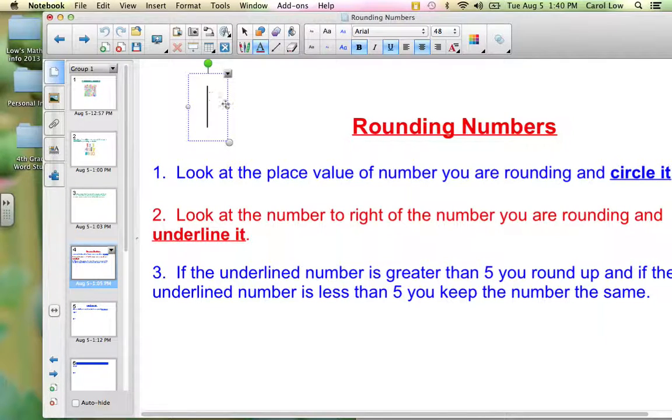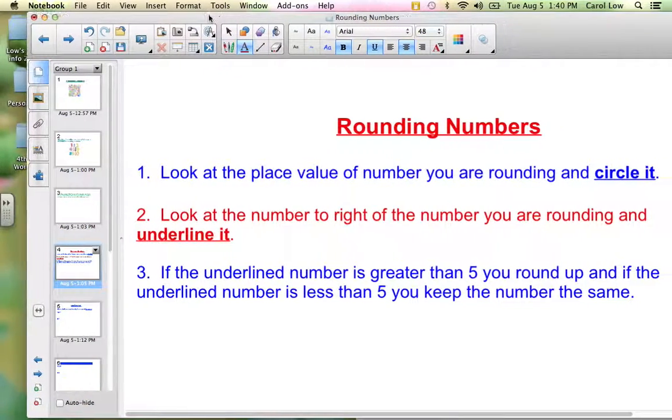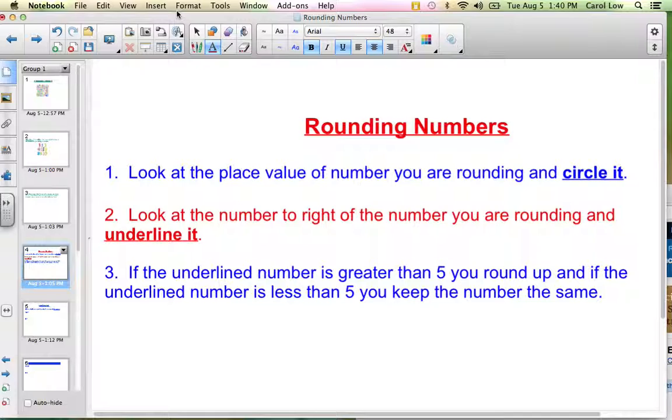So when we round numbers, you're going to look at the place value of the number that you're rounding, and you're going to circle it. These are kind of my rules that I think make it easier. Second thing you're going to do is look at the number to the right of the number you are rounding and underline it. So you're going to circle and then underline. And the third thing, if the underlined number is greater than 5, then you're going to round up. And if the underlined number is less than 5, then you're going to keep the number the same. So let's look at some examples. So circle and underline.